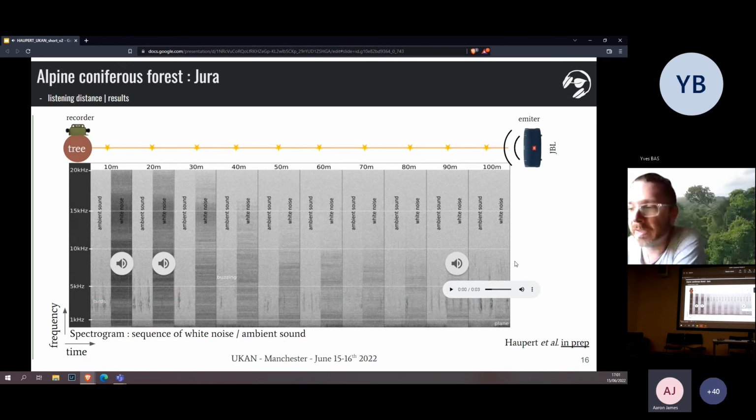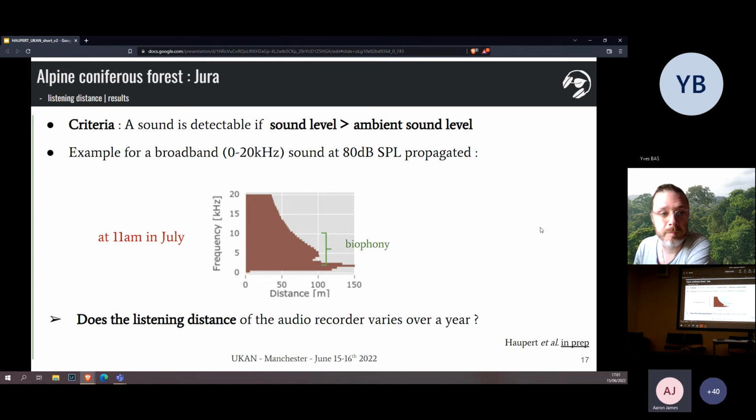As expected, you can see that for higher distances and higher frequencies, the recorded sound is dominated by the ambient sound. From these results, we can extract the attenuation law due to the habitat and simulate the listening distance of the recorder. So the listening distance corresponds to the maximum distance at which a sound is still detectable, meaning that it is above the ambient noise or ambient sound level.